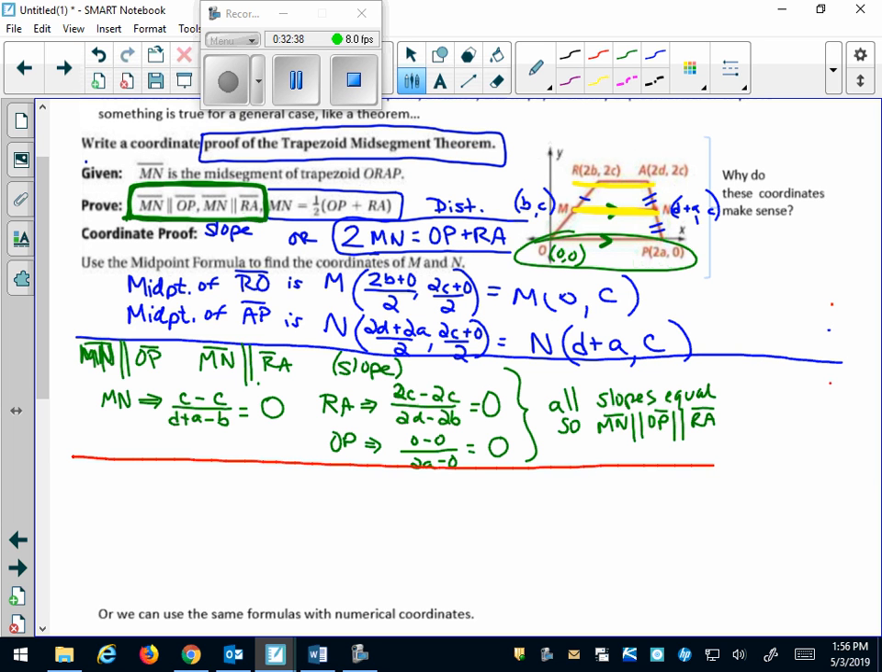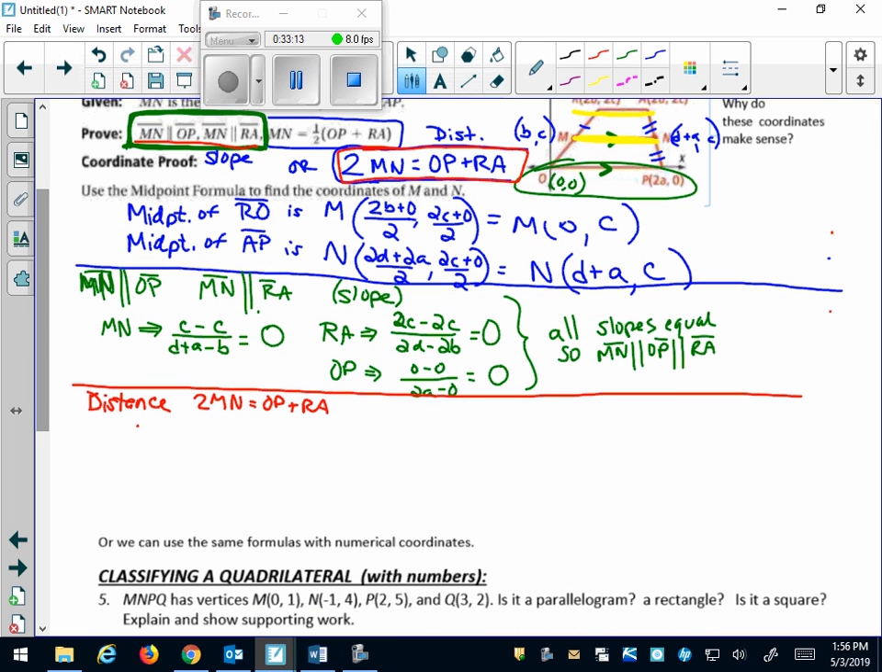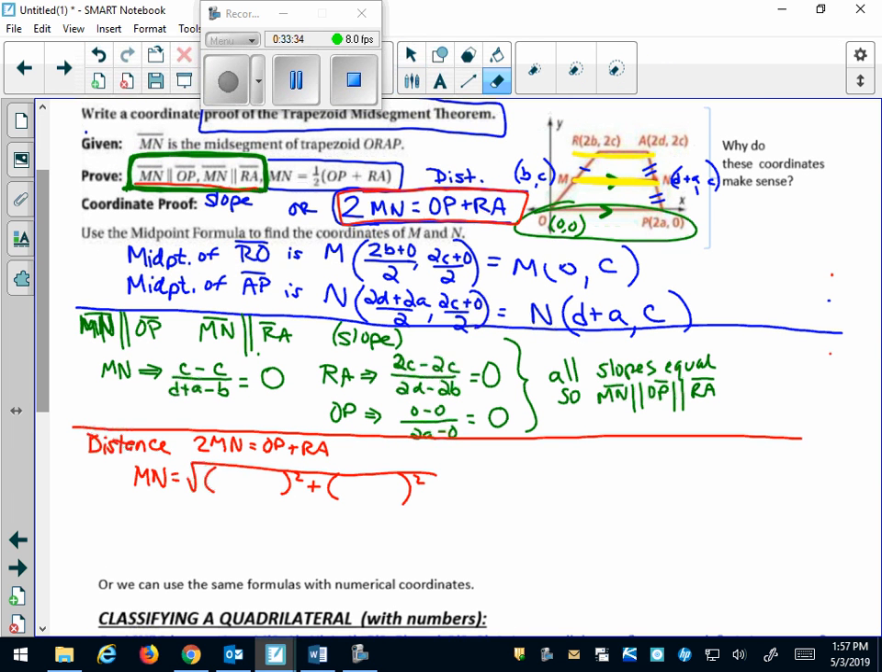Okay, again, I'm going to draw a line because that's just the first thing we had to prove. This parallelness. Now we want to prove this: 2MN equals OP plus RA. So what formula are we going to use now? Distance formula. And we want to see 2MN equals OP plus RA. So we need the length of these things. Remember the distance formula, subtract the x's squared, subtract the y's squared, and then add them together. So MN, again, we've got to go back to our coordinates that we're using here. MN, we're using these right here.